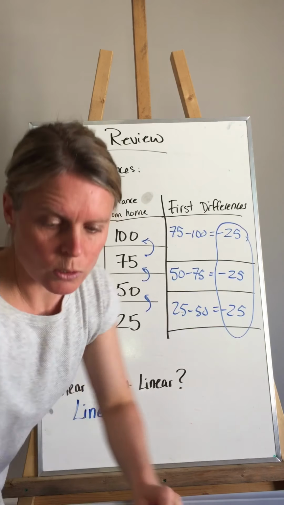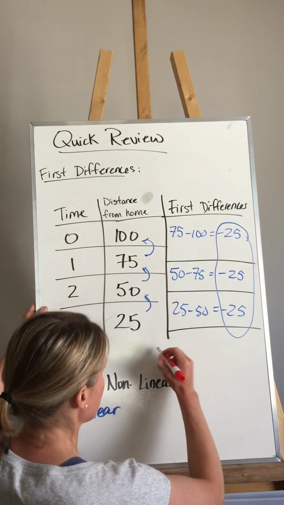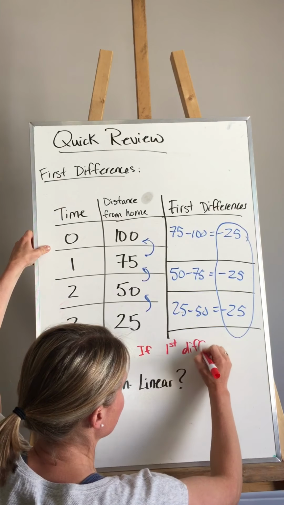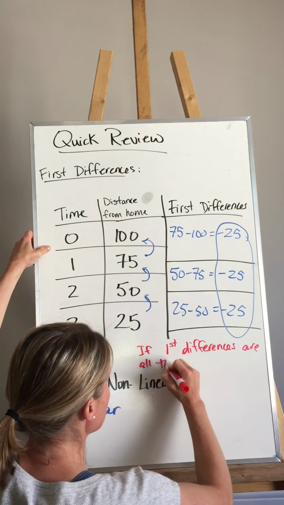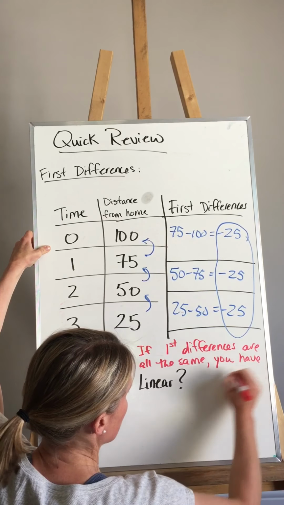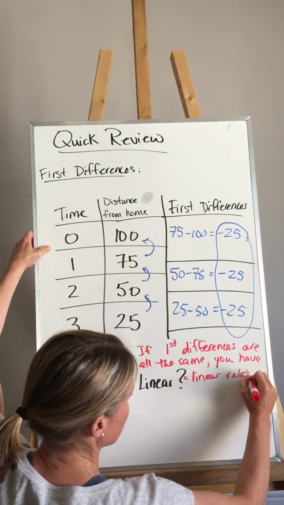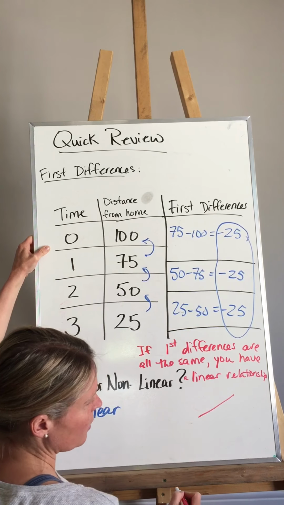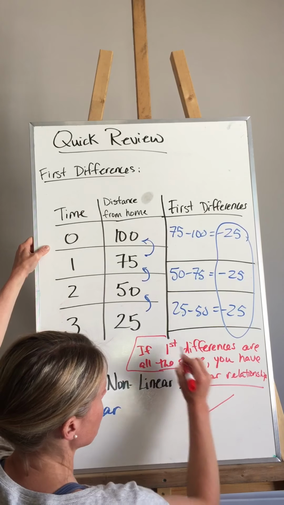Okay, so I'm just going to write that rule down because it is an important rule and one that you should remember. Okay, so I'll just write it here. So if first differences are all the same, you have a linear relationship. Okay, and that means that if you graph it, you would expect a straight line. Okay, so that's what it means to have a linear relationship.